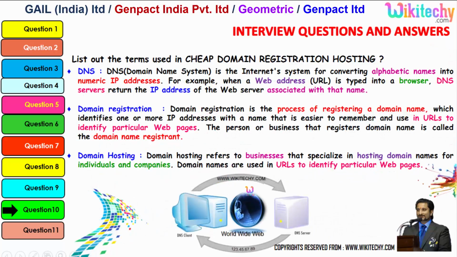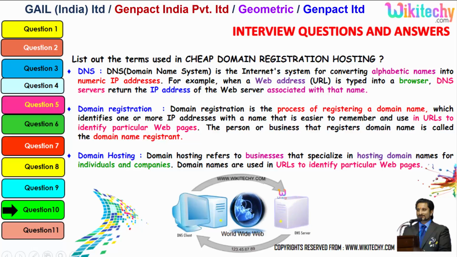DNS. See, Wikidigi.com is a simple, easy term for people to understand when compared to the number. DNS is the internal system for converting your alphabetic names into numeric IP addresses. So, if your URL is typed into the browser, the DNS server returns the IP address of the web server associated with that name.